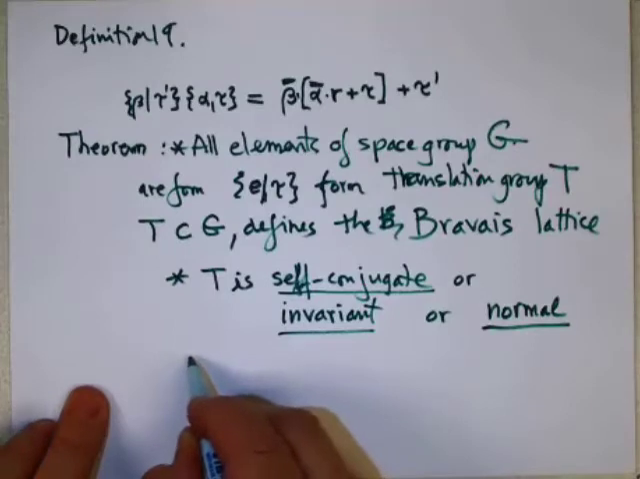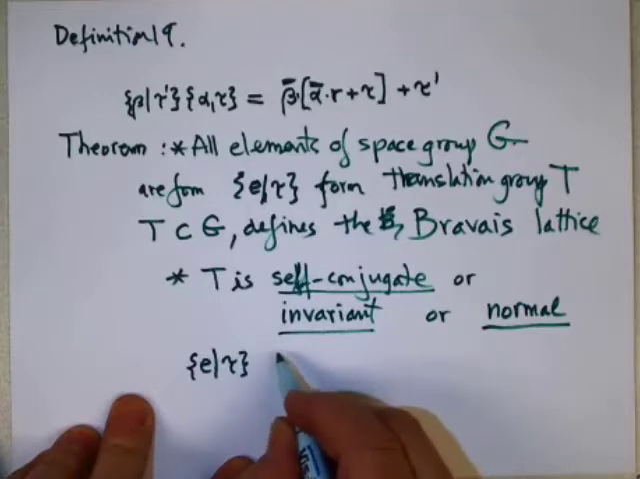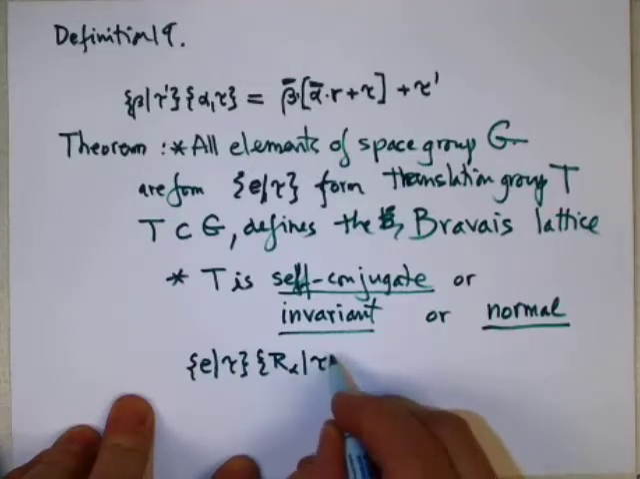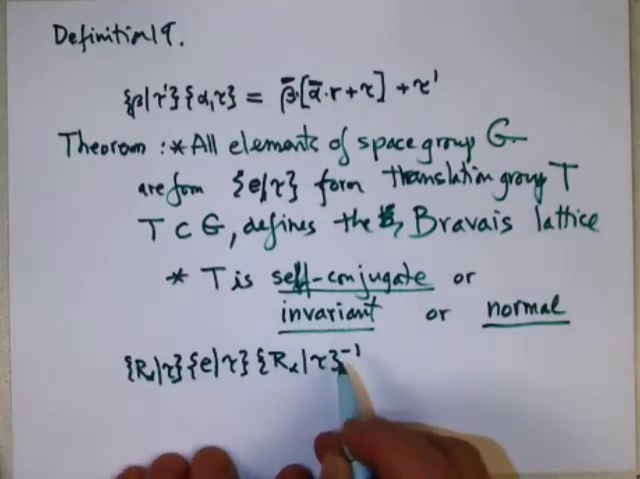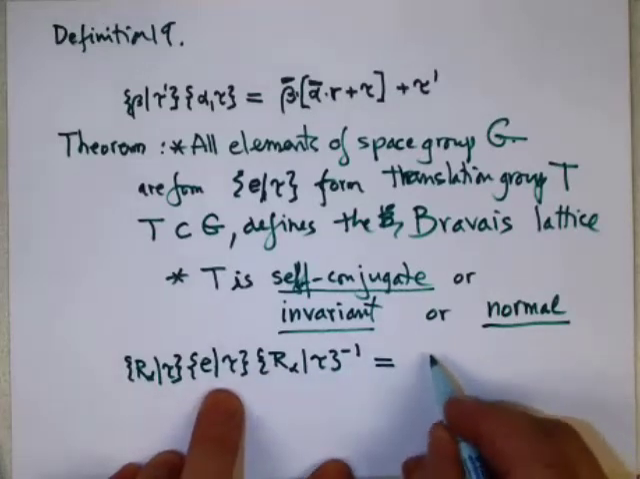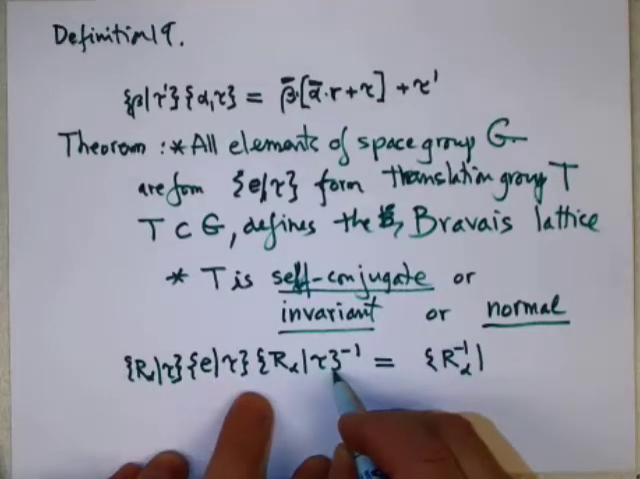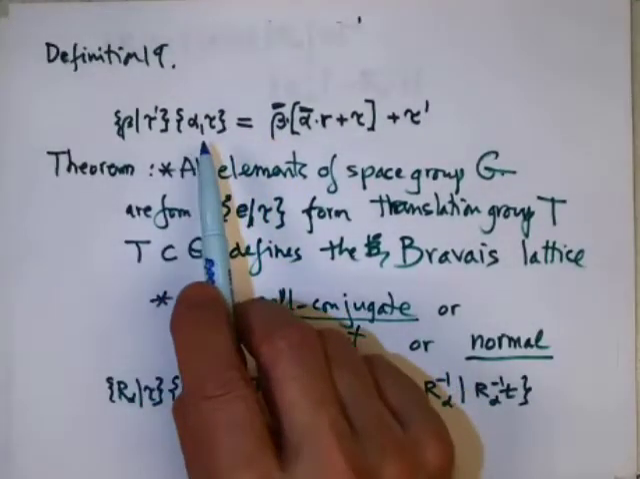How do you check this? Take an element and you act on it on the right by the inverse element. So this is just any element. You're acting by the full space group on the subgroup of pure translations. The first operation is rotation plus translation. Here I have to remind you how the multiplication worked.